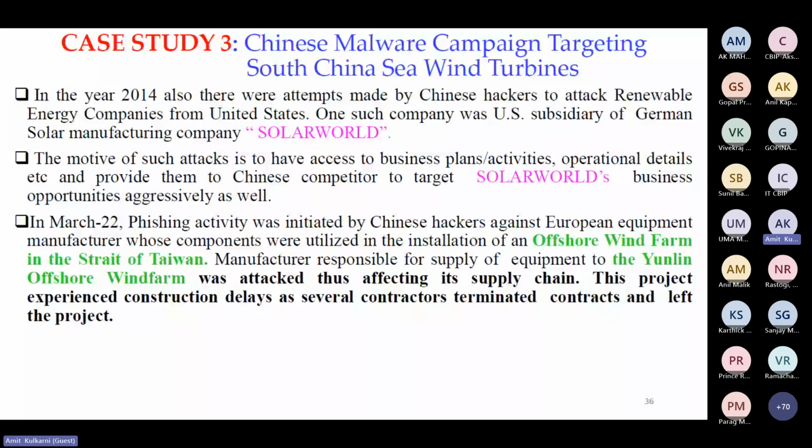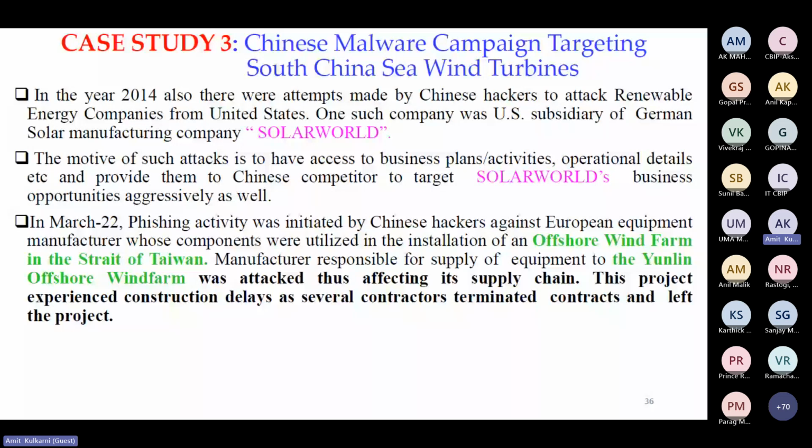So what happened? The offshore wind farm on the Strait of Taiwan, that is Yunlin offshore wind farm, was attacked, affecting their supply chain. And the supply chain was so badly affected that it resulted in the project experiencing delays in its completion, as many contractors who could not supply the required components and materials at this site terminated their contract and left the project. So see the impact. It is indirect impact on RE. It's not a direct impact like in previous cases.